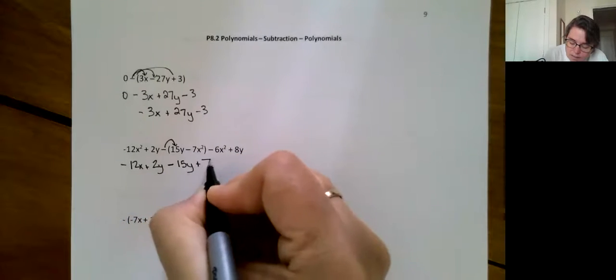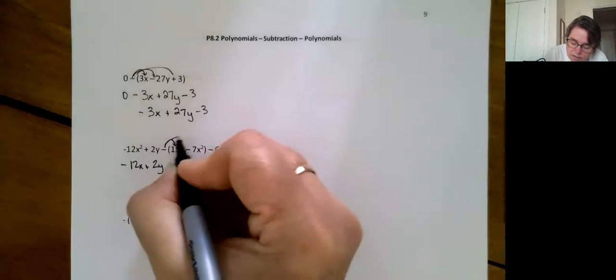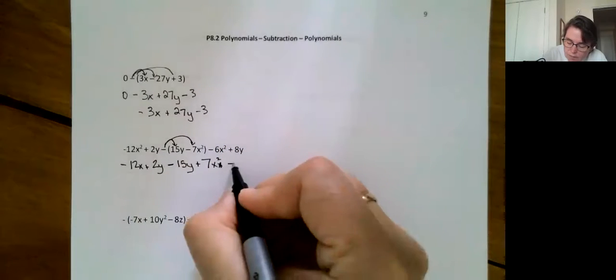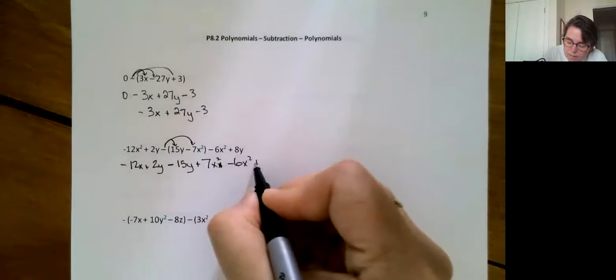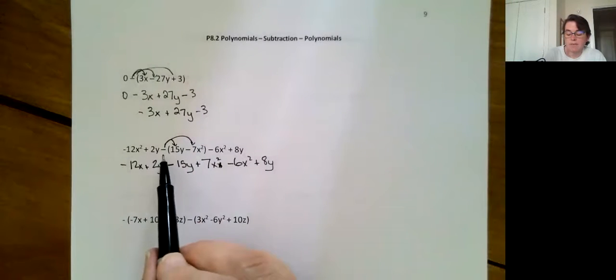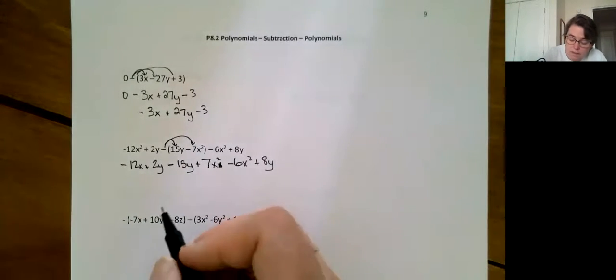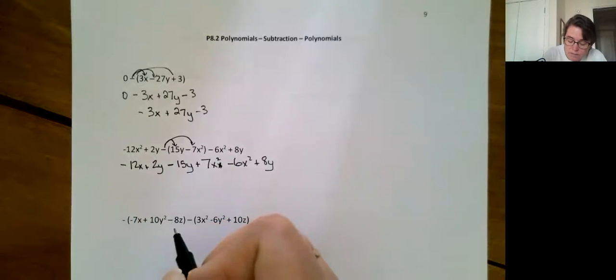Minus 15y plus 7x squared. Oopsies. Distribute minus 6x squared plus 8y. I wanted to show you this one to show that, you know, you might have parts that are in brackets, parts that aren't. Oh well, that's okay. Now, let's look at how this should be written out.